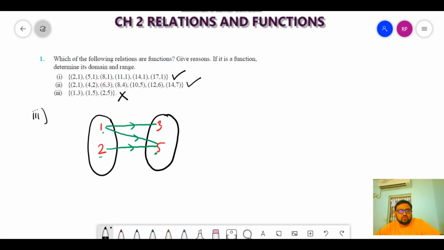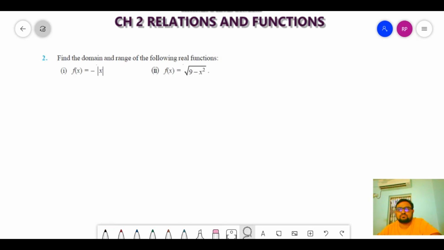Now let's move to the second question. Question number 2. Find the domain and range of the following real function. Now see, it is given in the question, the following real function. So the first one, right? It is given f(x) is equal to minus modulus of x.